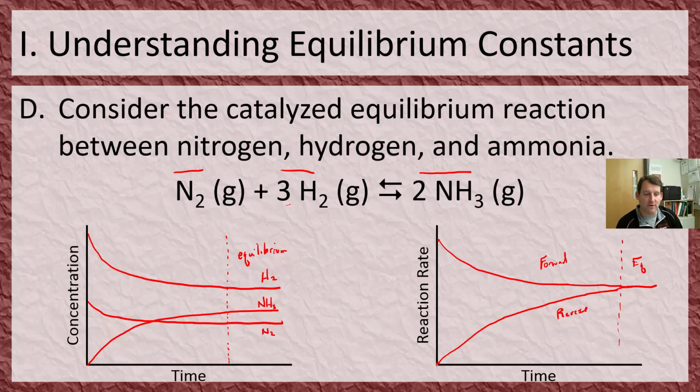Now the reason the reverse reaction rate starts off slow and gets faster is because we don't have any product at first, but we make more and more product. So it goes like this and it levels up and it hits this other one, and now their rates are equal and we're at equilibrium. All right.